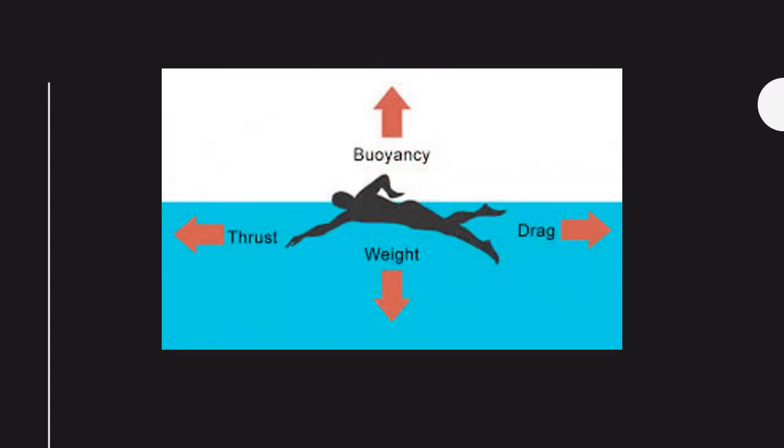Water has four main forces acting upon it: buoyancy, weight, drag, and thrust. In order for my hopper to move in water, my thrust needs to be greater than my drag. This is what I'll be calculating today.